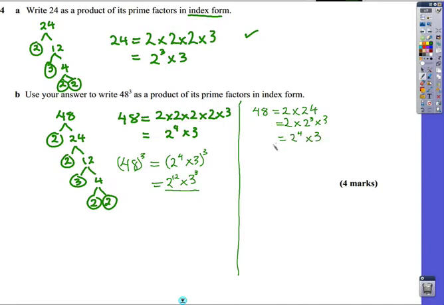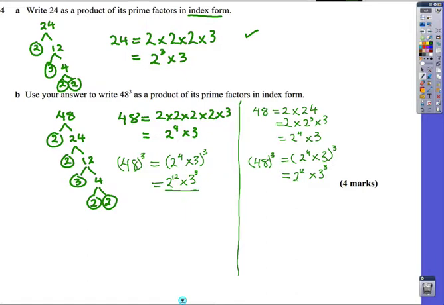Now again, we use the same method. We're not doing the product of prime factors of 48, we're doing 48 to the power of 3. So we have to cube this as well, since we cubed the left-hand side of the equation. So 2 to the power of 4 times 3 cubed. And again, same method, expanding the brackets. We're trying to get rid of the brackets. The powers, we multiply. 4 times 3 is 12. And 3 to the power of 3 is just 3 to the power of 3.